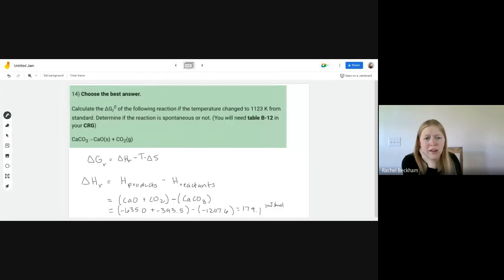So now I'm going to plug that in. My delta H is 179.1 kilojoules per mole, minus my T, which is 1123 Kelvin, times my delta S, which is 0.16024 kilojoules per Kelvin. So my Kelvin will cancel out, okay? And that will leave me with, these should be able to add together. So 179.1 minus 1123 times 0.16024.